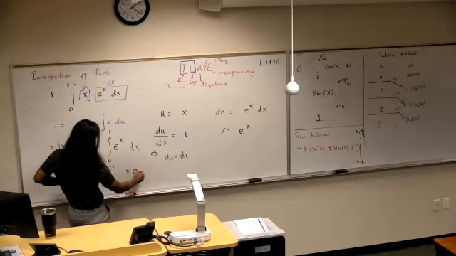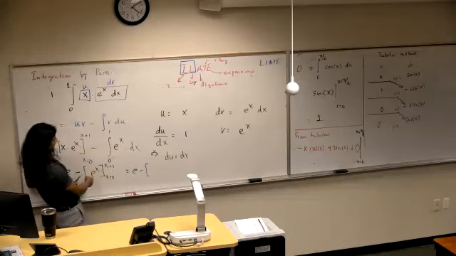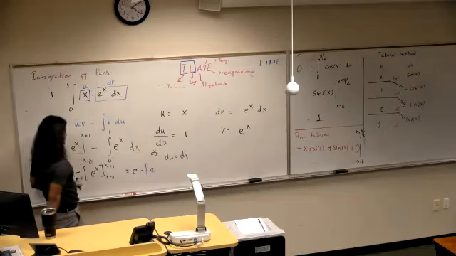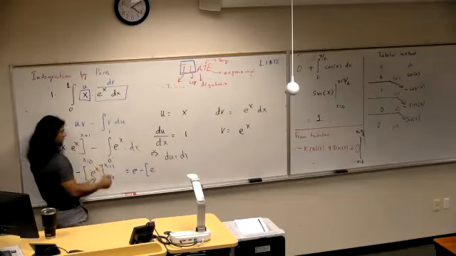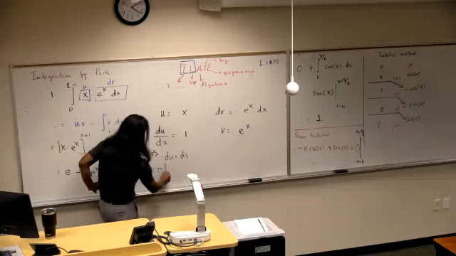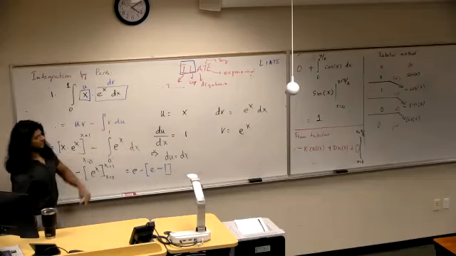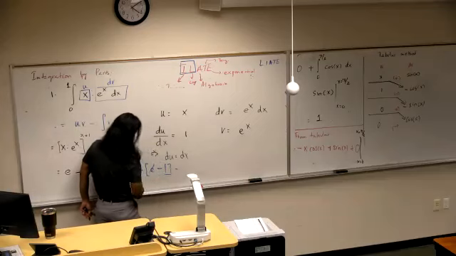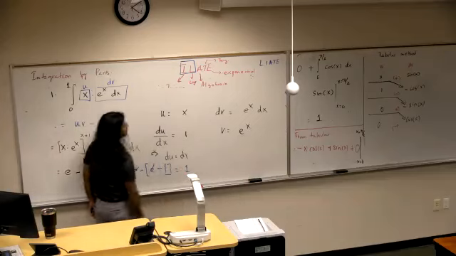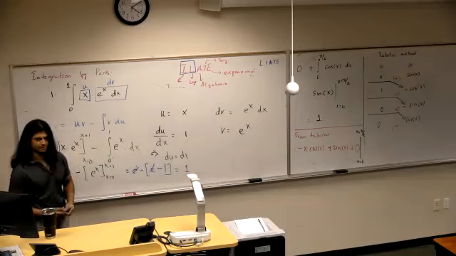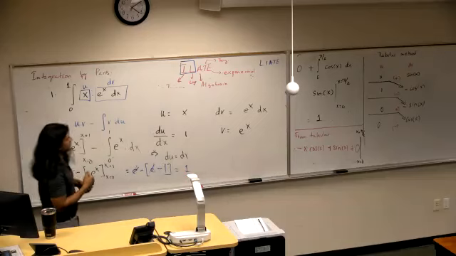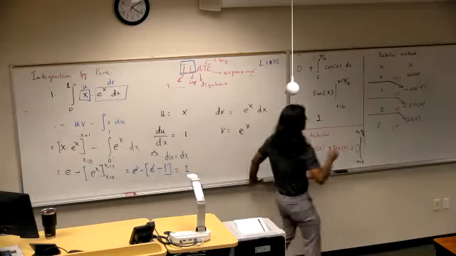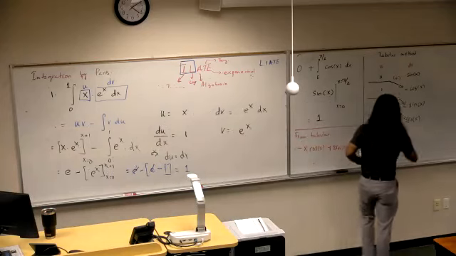So e minus upper limit e raised 1, which is e. Lower limit minus e raised 0, 1. Distribute the negative, those two will go away, and you will end up getting +1 as the answer. Yes? If you want to do the tabular method, that is fine also.